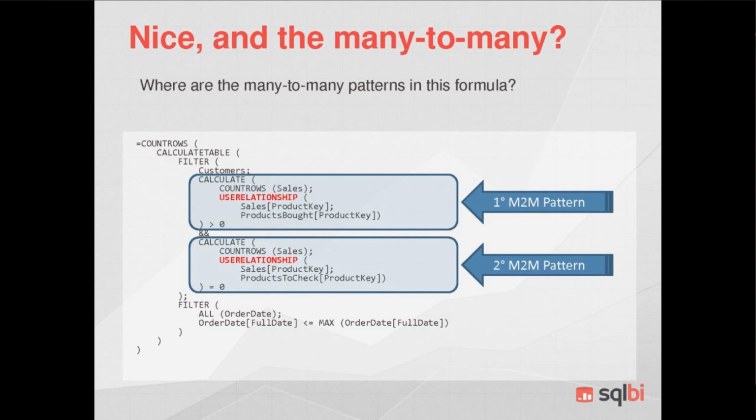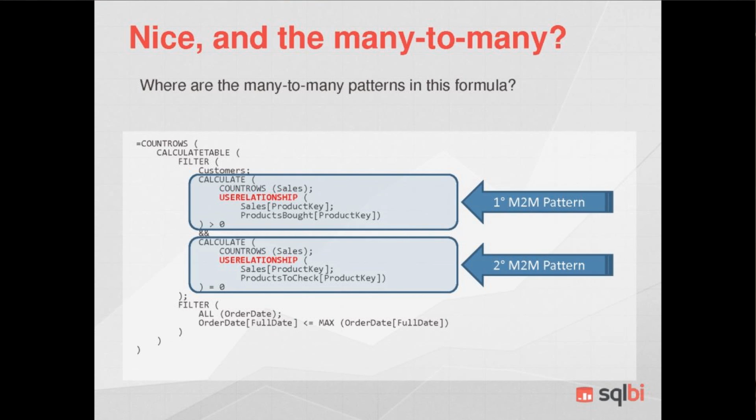And the many-to-many patterns are visible. One is here, calculate, count rows, sales, use relationship is just to activate the relationship, and the second many-to-many pattern is there. So many-to-many are not useful only for many-to-many, they are useful for a wider spectrum of scenarios, and they are very, very powerful. Because, please note, we had to write not a single line of ETL code to compute these values.